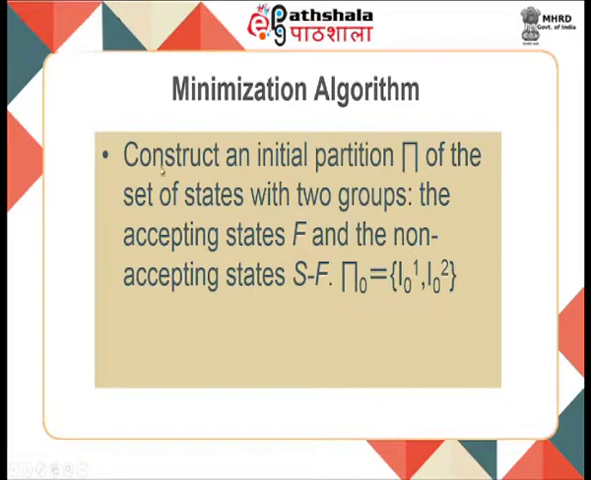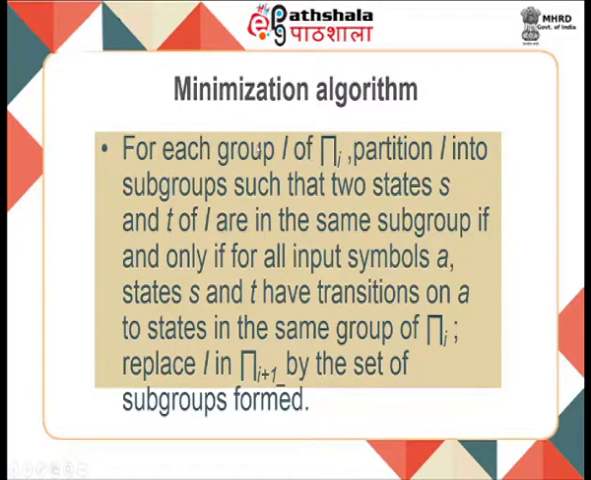So, what do we do? Construct an initial partition pi of the set of states with two groups, the accepting states F and the non-accepting states S minus F. So, pi naught is equal to I01, I02. Okay, I have two groups here. For each group I of pi I, partition I into subgroups such that two states S and T of I are in the same subgroup if and only if for all input symbols A, states S and T have transitions onto states in the same group of pi I. Replace I in pi I plus 1 by the set of subgroups formed.